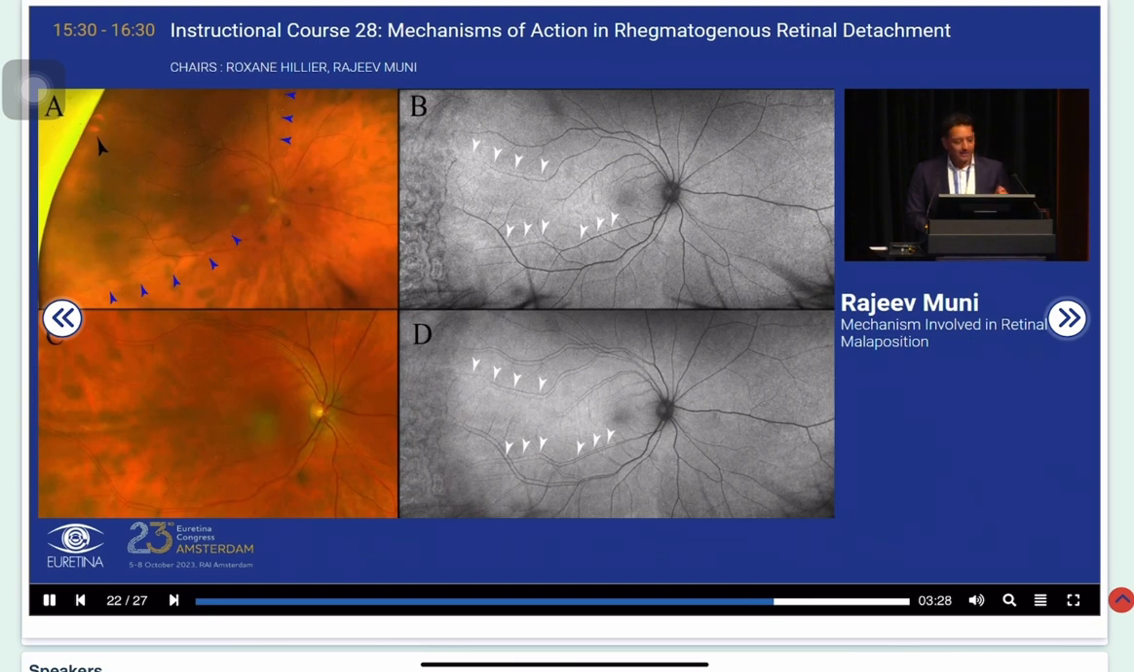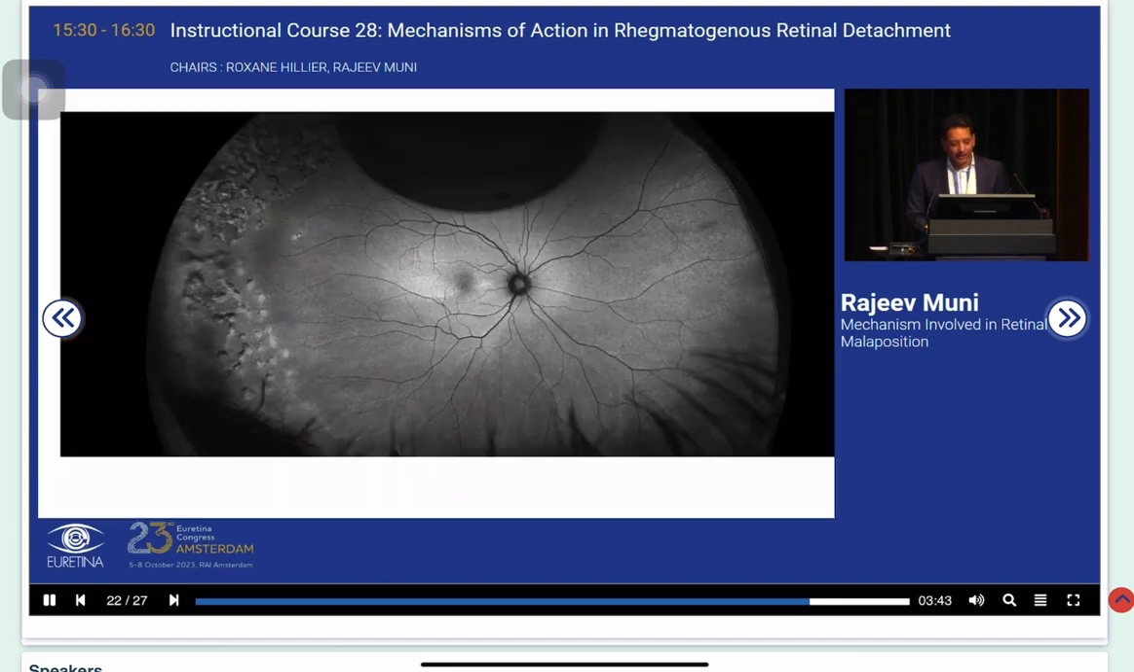I want you to see this case of a supratemporal detachment. Here you can see in panel B mild retinal displacement, but in this case we had a FAF before the patient ever had a detachment, and if we overlay it, we see severe displacement temporally. That's much less on the FAF.